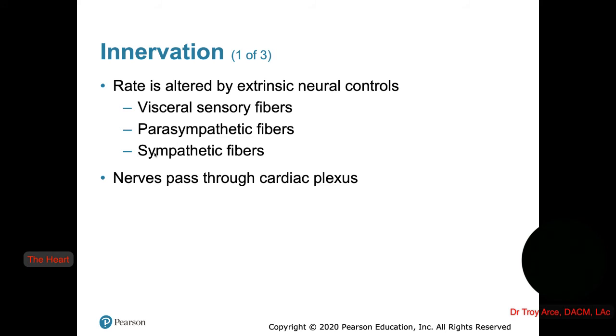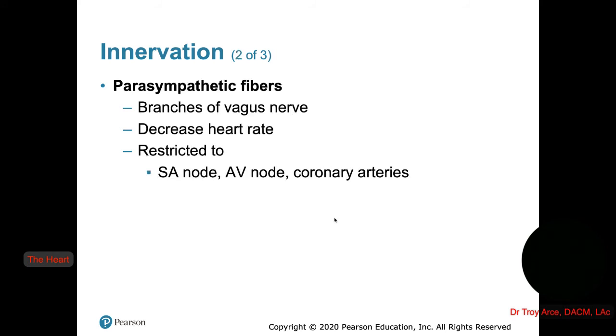Understand that nerves pass through the cardiac plexus. And the parasympathetic fibers, branches of the vagus nerve, again, these are your rest and relax, your decreased heart rate, and these parasympathetic fibers are restricted to your SA node, your AV node, and the coronary arteries. So that's good to know. We have our own pacemakers, and more time in the parasympathetic allows us to rest or relax a little bit more.